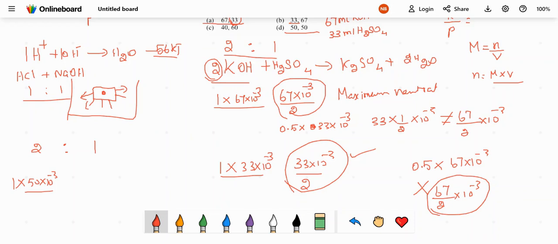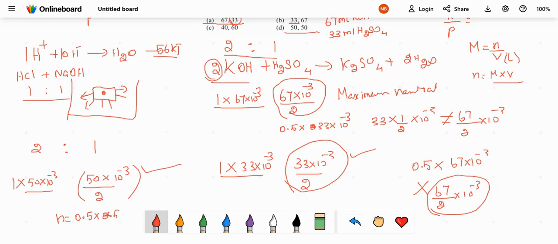Molarity means number of moles divided by volume of the solution in liter. So I have converted ml into liter. So this is the number of moles for KOH. And for this one, we have to take 50 into 10 to the power minus 3 divided by 2 moles of H2SO4 for maximum neutralization. But what they have taken, let us check. The number of moles calculated for H2SO4 will be 0.5 into 50.